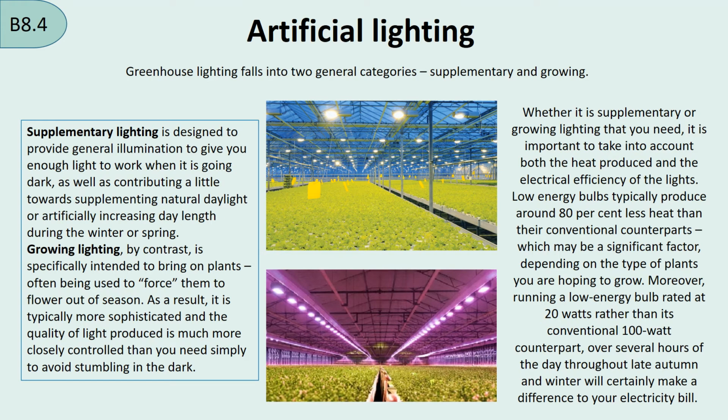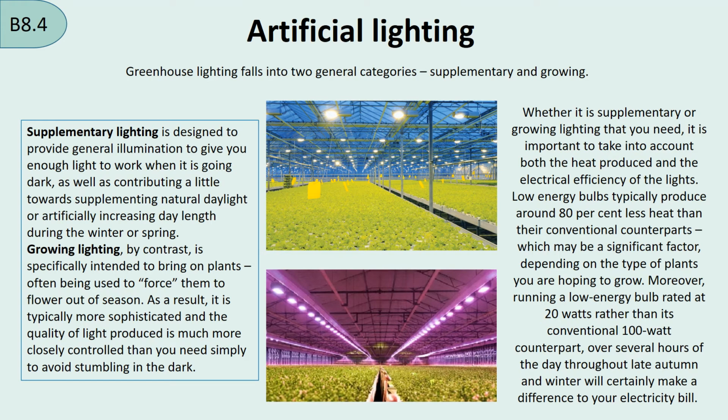Growing lighting is slightly different, because growing lighting is specifically for growing plants, forcing them to grow out of season. So you're just giving them lots and lots of light so they think that it is spring and summer, so it forces them to grow and flower and produce those fruits out of season.